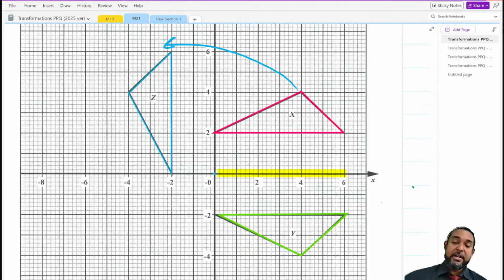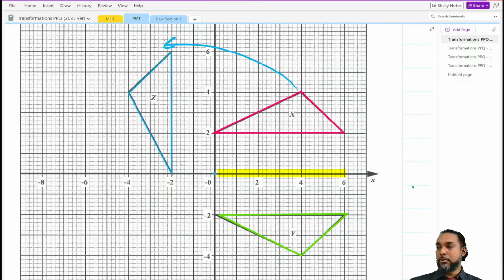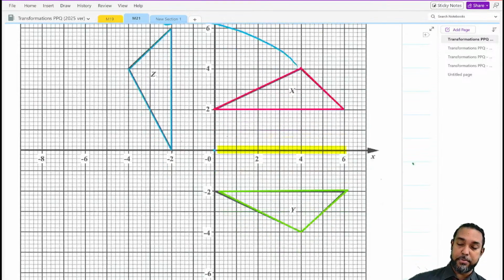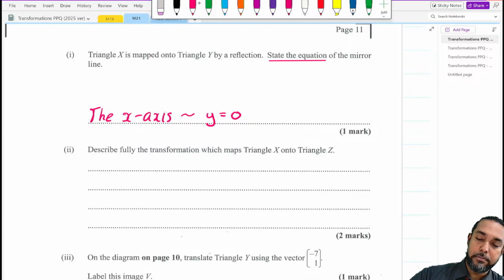So we kind of eyeballed that there was a rotation based on the orientation of z to x or x to z. We also said that if it's a rotation, we're going anti-clockwise. Now you could go clockwise, 1, 2, and then 3, but the shortest path here is to go anti-clockwise. It's more intuitive to see it that way. So you have a 90-degree anti-clockwise rotation with the center of rotation being the origin. Describe fully the transformation. Okay, so that's what we're going to write here.